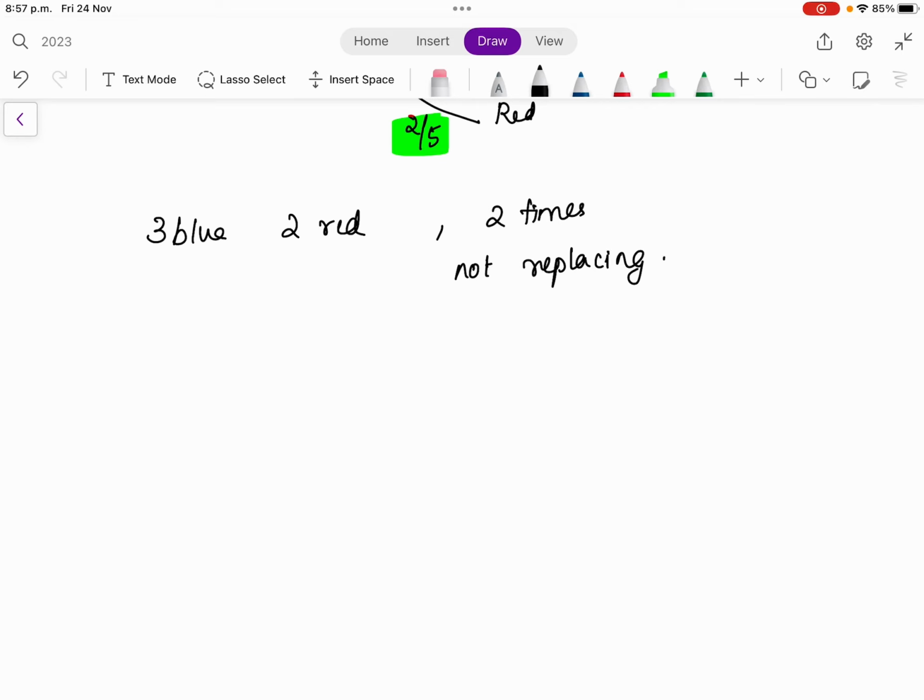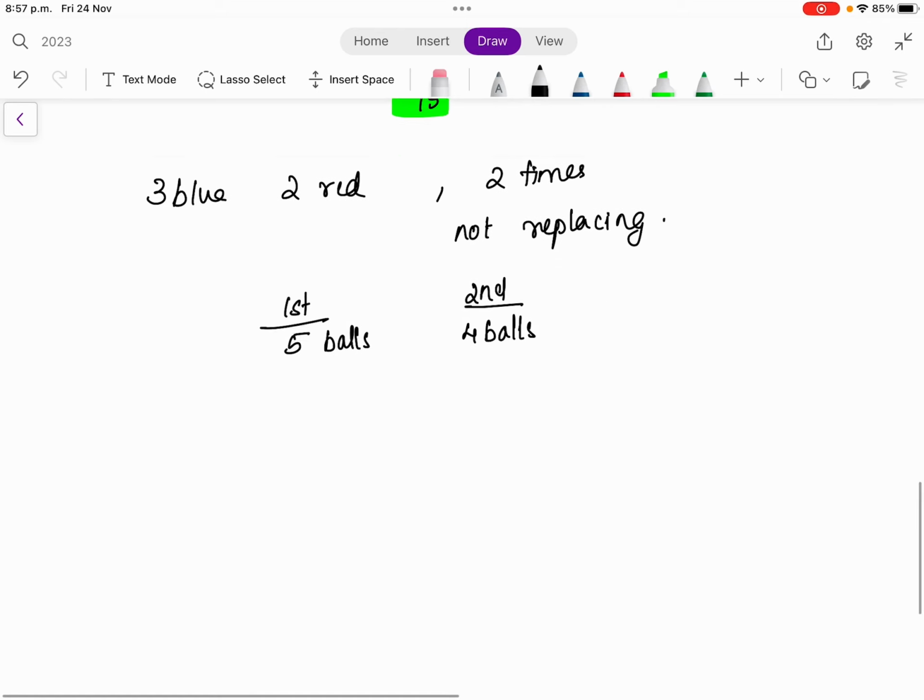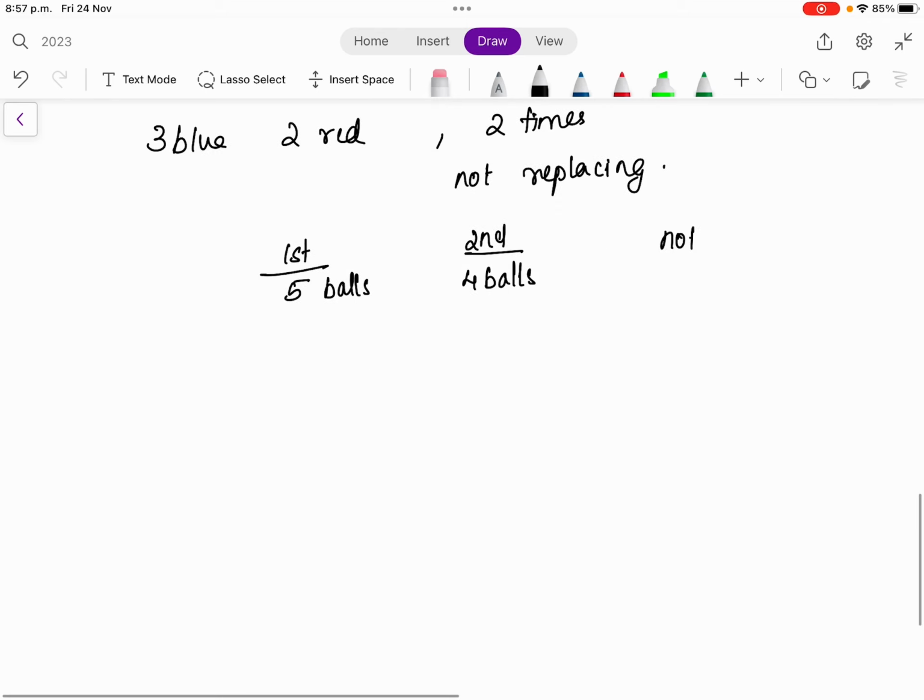Okay, so in this case what you need to understand is, in the first case you have a total of 5 balls, and since you are not replacing, in the second case you have only 4 balls. Which means that these are not independent, sorry, these are dependent events. Now when you need to draw a tree diagram for not independent events, you have to be a bit more careful. So let's start by drawing the tree diagram.